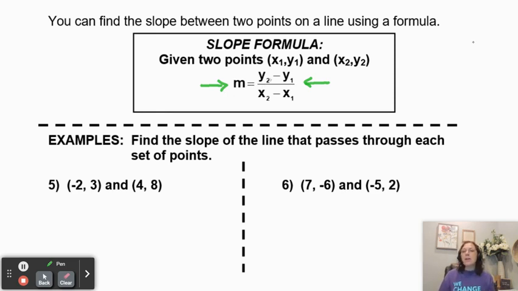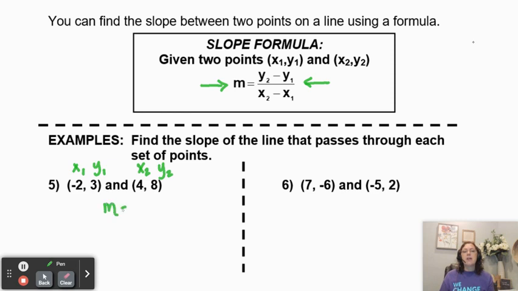You may be wondering about these little numbers on the y's and the x's. I want you to think of y2 as just the second y, okay? We don't have to make it more complicated than that. y1 would be the first y, x2 would be the second x, and x1 would be the first x. So when I look at a set of points like example number 5 here, notice that the -2 would be my first x, and the 3 would be my first y. The 4 would be my second x, and the 8 would be my second y. So let's put those in the formula.